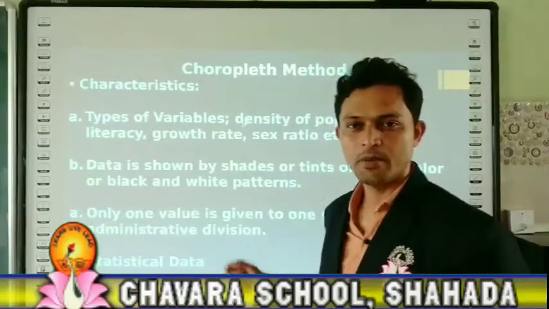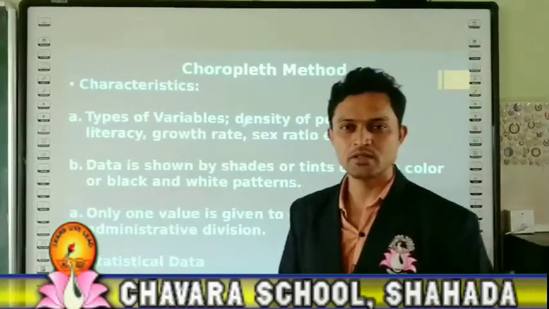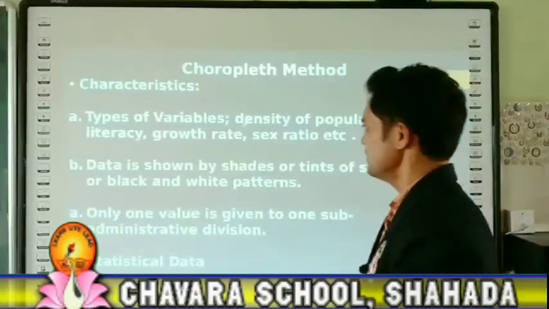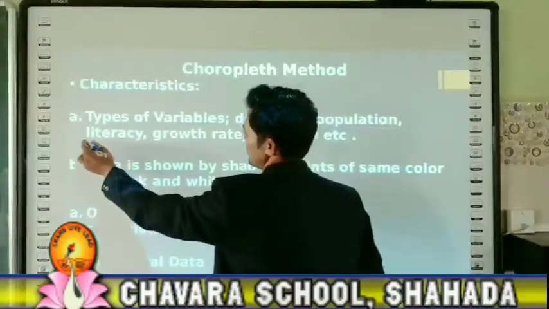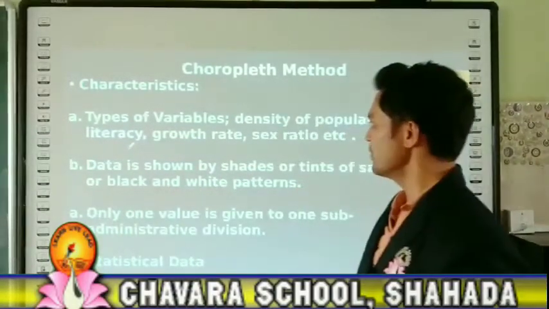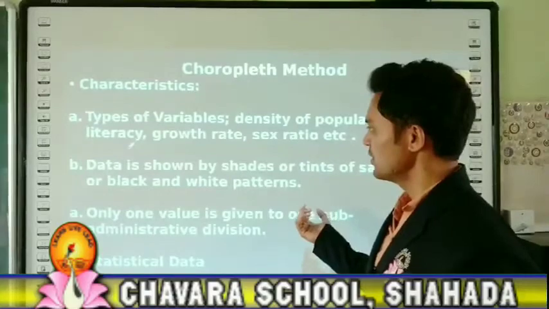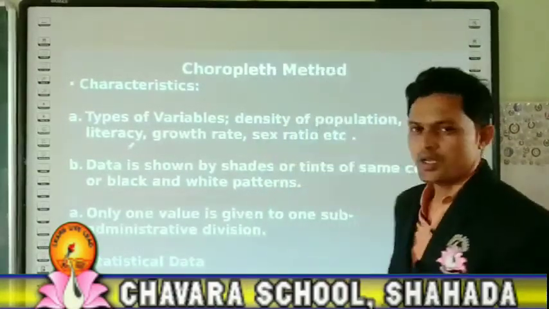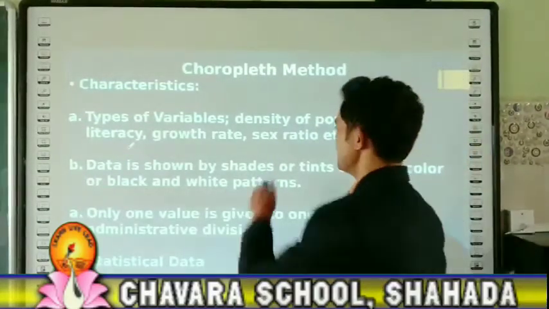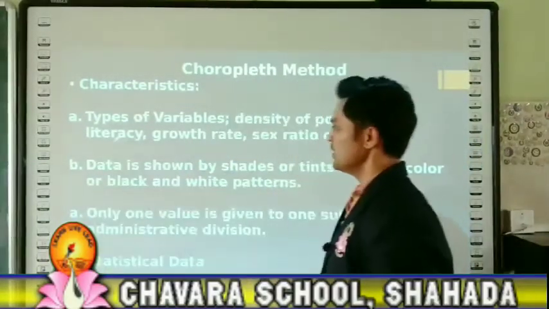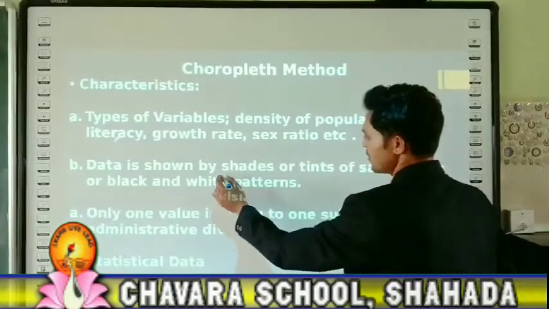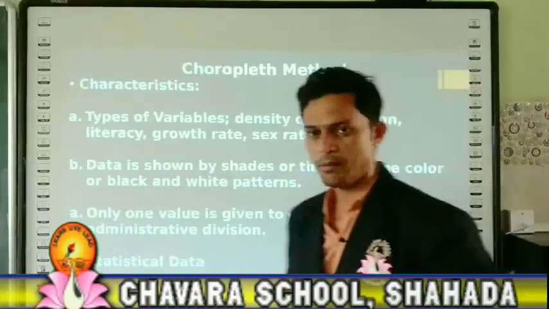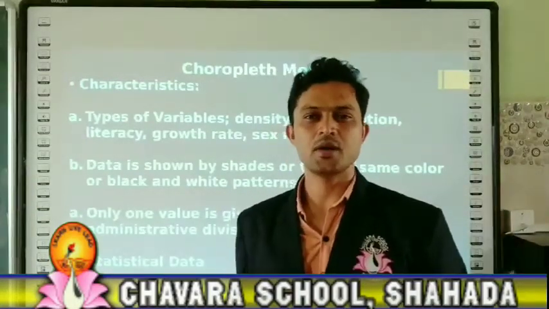And this density of population can be of human beings, animals, cattle, and different types of crops. And here, using this method, we can show variables like literacy rate, growth rate, sex ratio. So such variables can be shown using this method. And to show these types of variables on the map, in this method we use the components like shades and tints of the same color. Remember, shades and tints of the same color.